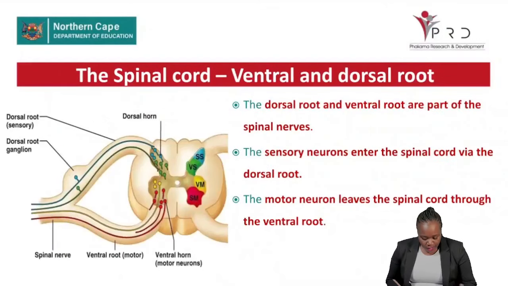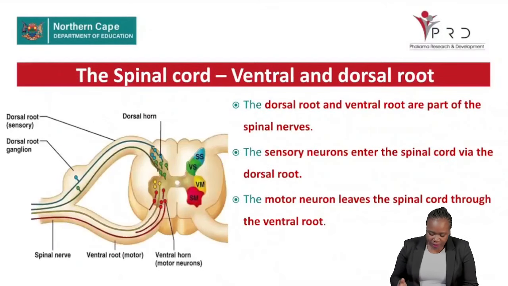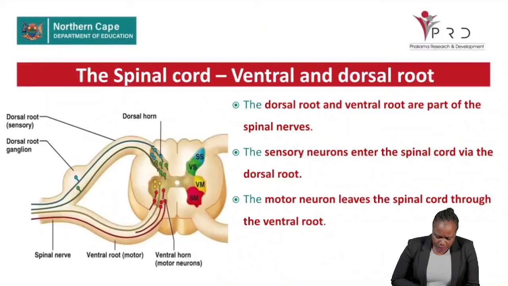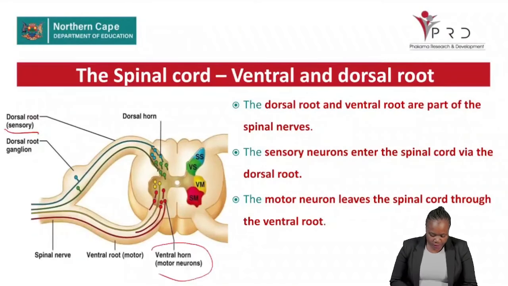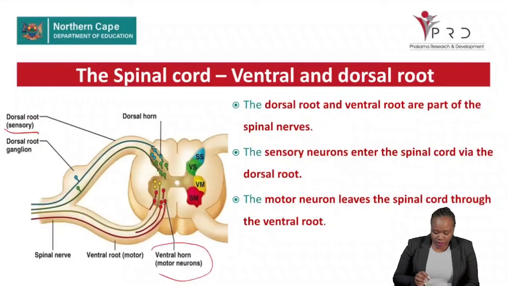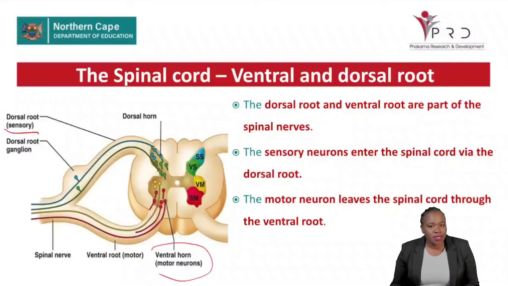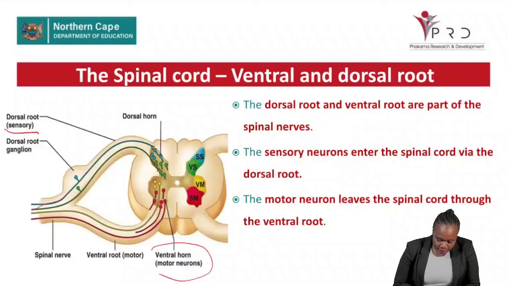All right, so now we are looking at the structure of the spinal cord, which is made up of the dorsal root as well as the ventral root. These are the roots, or the pathways, that both the sensory neuron and the motor neuron travel through. Here we have the dorsal root, whereby the sensory neuron will be traveling through the dorsal root.